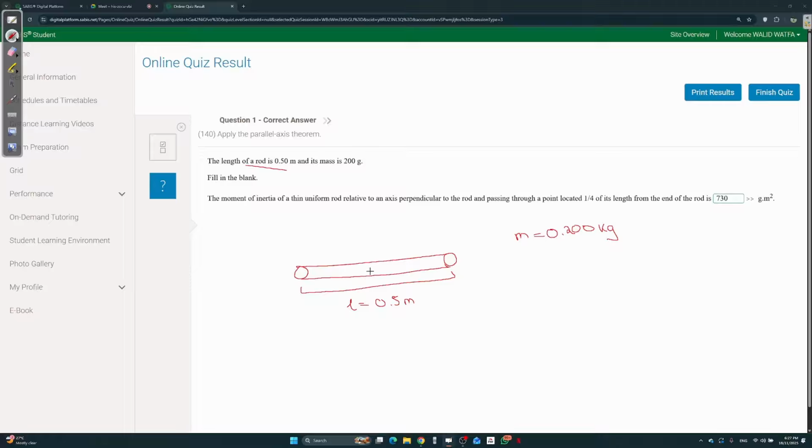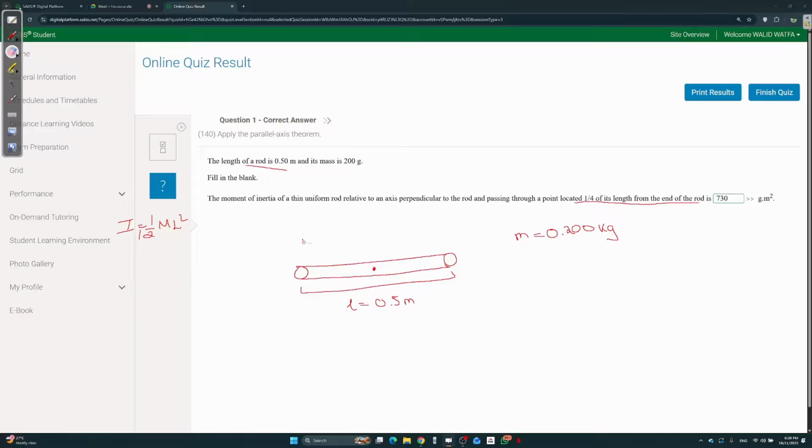Originally, for the thin rod, what do we know? What's the I for a thin rod? I is equal to 1 over 12 ml squared. This is originally the I we know, right? For a thin rod, that's if it's through the center. Now let's say it's passing through 1 over 4 from the end of the rod. So the new point here is 1 over 4 L. If this is 1 over 4 L, you know what, I'm going to fix it a bit because that's not ideal.